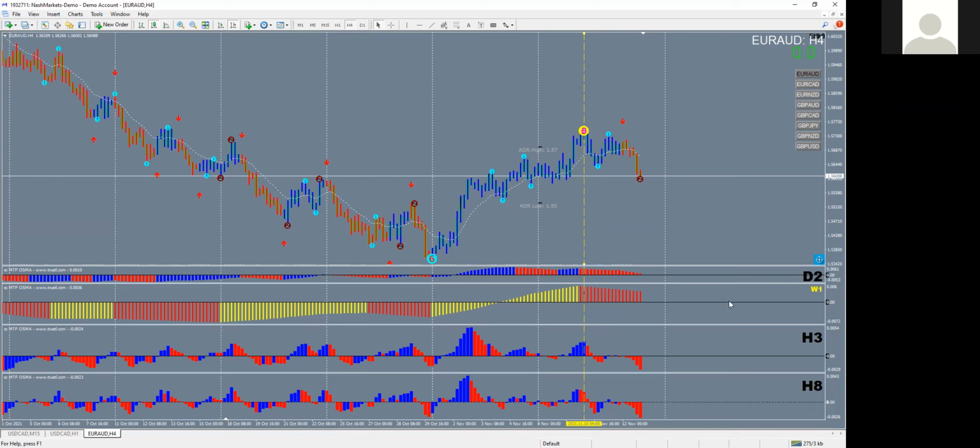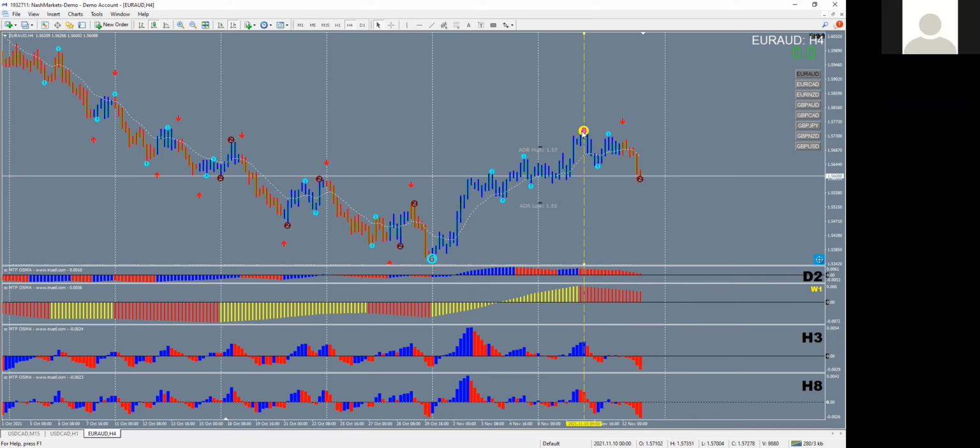Well, I'm looking at the 1 week and the D2 and the H8, which are all red. Okay. But your candlestick is blue. Does that give you any pause? Well, I look at it as a heads up. I sure wouldn't buy here just because it's blue.